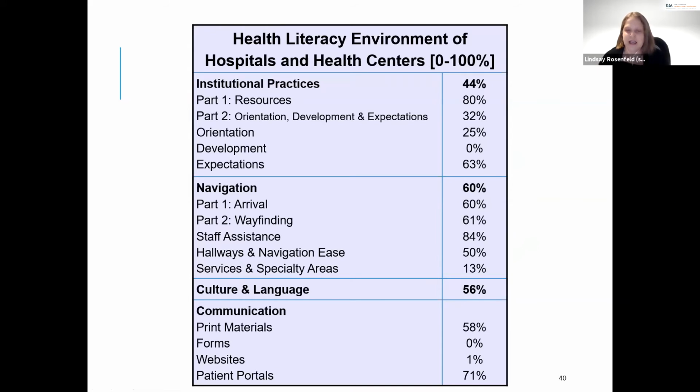And then for communication, we looked at print materials, websites, forms, patient portals. So while there was a lot good going on, and the really nice thing about this assessment is that you can see it by domain, right? So you can see overall here, it's a 44%, but we can see resources, 80%, lots to look at, but going in the right direction, versus the orientation to new staff, for example, and the way health literacy was emphasized or the training provided or the perspective provided, not so much.